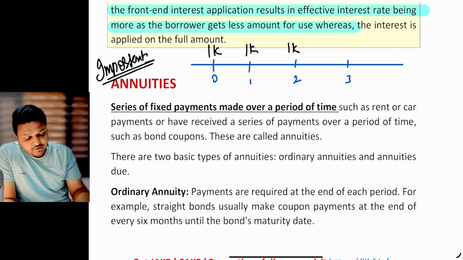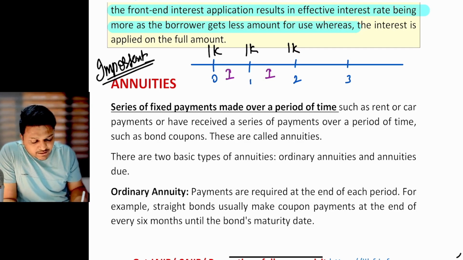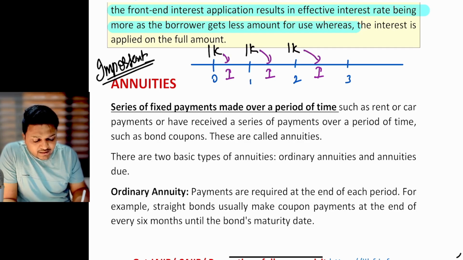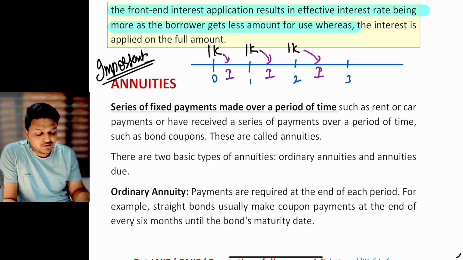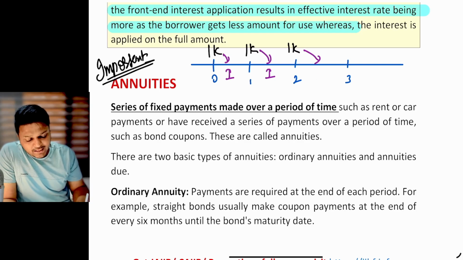So here the interest will be applied for this period, and for this period. Here the interest will be applicable on 1000, here it will be applicable on 2000, and here in the last year it will be applicable on 3000. This is the case of the annuity due.